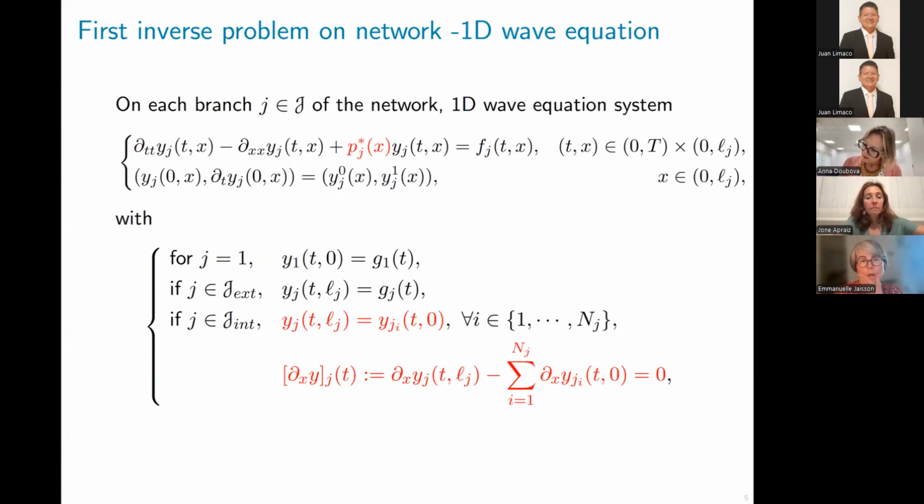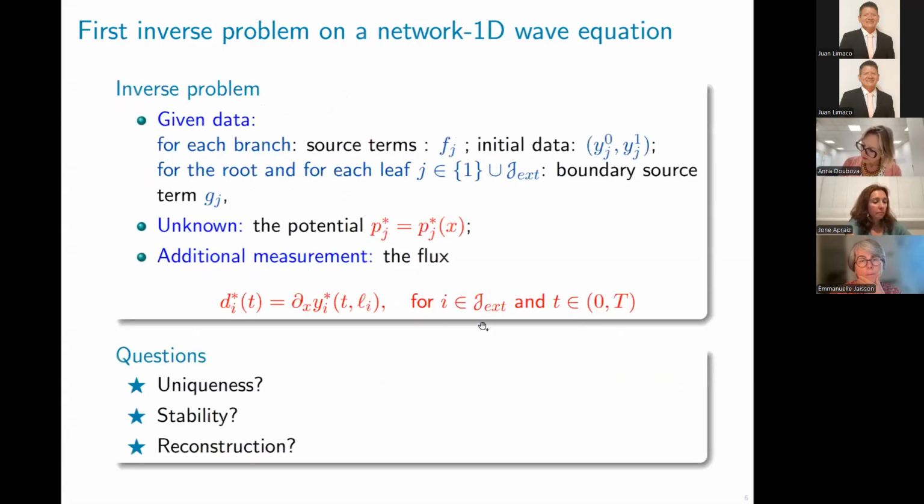Our inverse problem is the following one. We have given data. For each branch, you know the source term Fj and the initial data y0 and y1. You also know the boundary conditions at the external nodes.